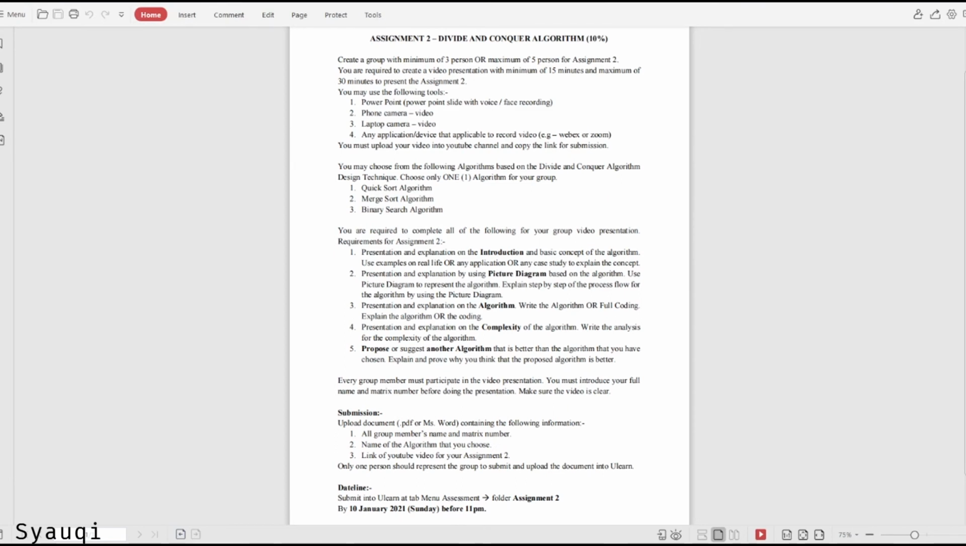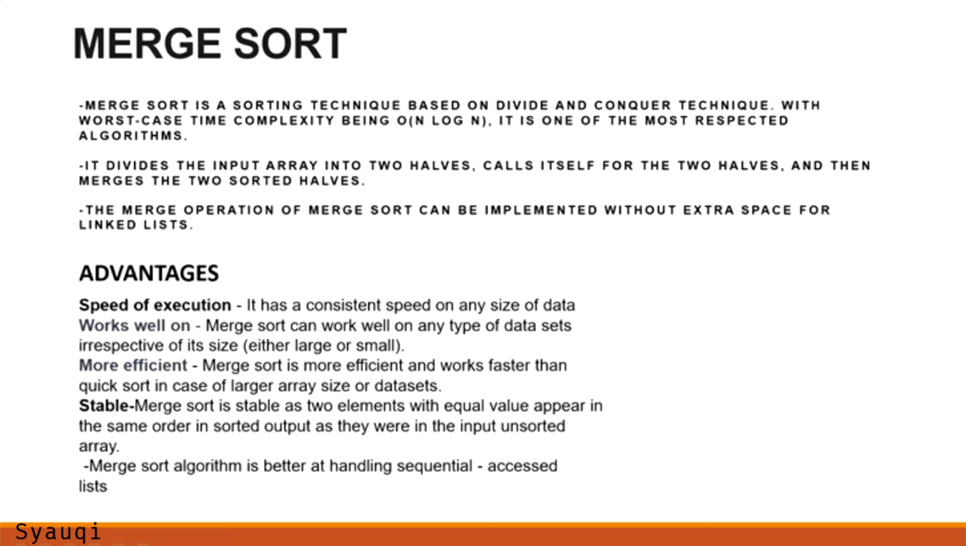Based on the discussion, we have chosen one of the divide and conquer algorithms that we think is a better algorithm than the one we had chosen. From the discussion, we have chosen the merge sort algorithm, which we think is better than the quicksort algorithm. What is the merge sort algorithm?